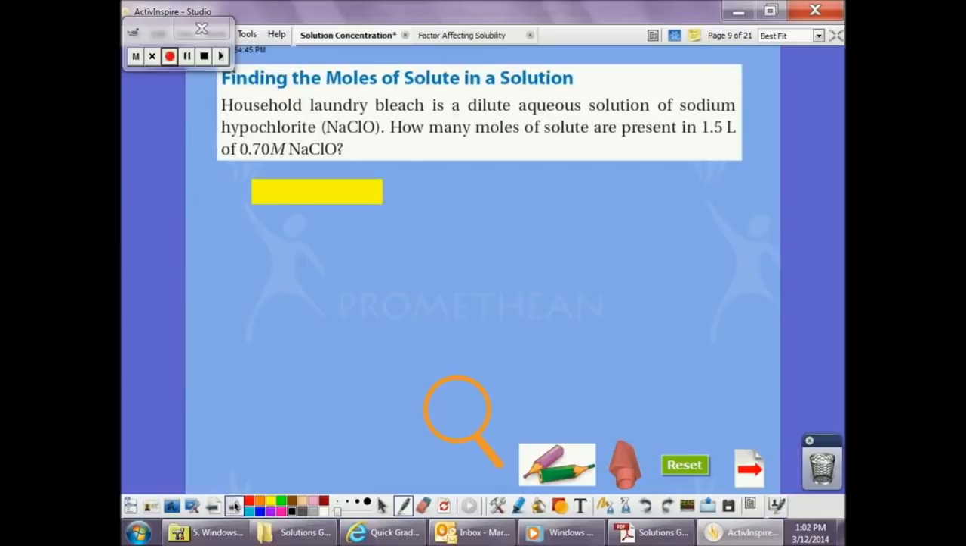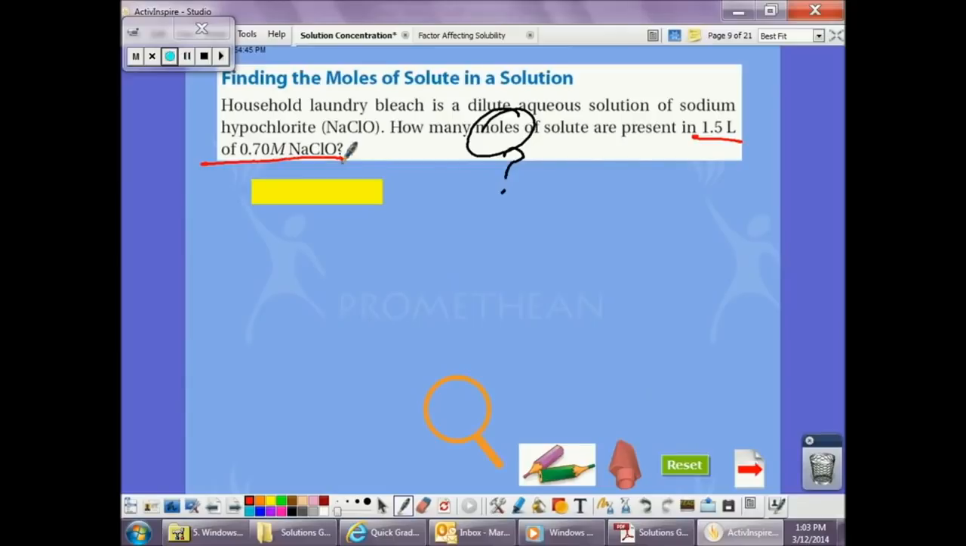Household laundry bleach is a dilute aqueous solution of sodium hypochlorite. Okay, and they asked me how many moles? And then this is my given, they give me 1.5 liter of 0.70 molar sodium hypochlorite. What do they ask for? How do I find moles?